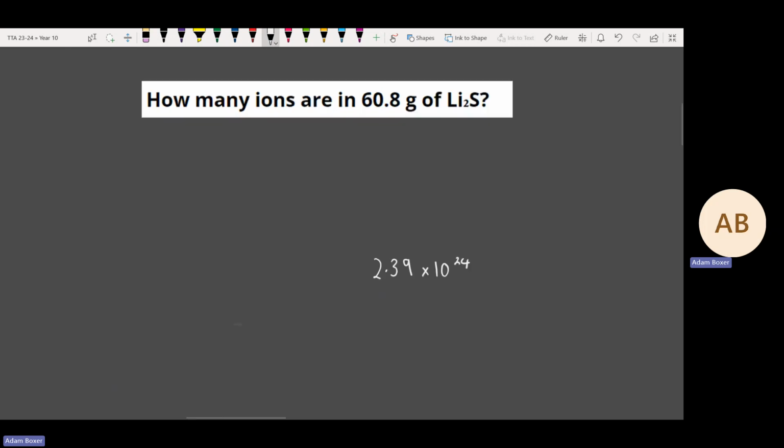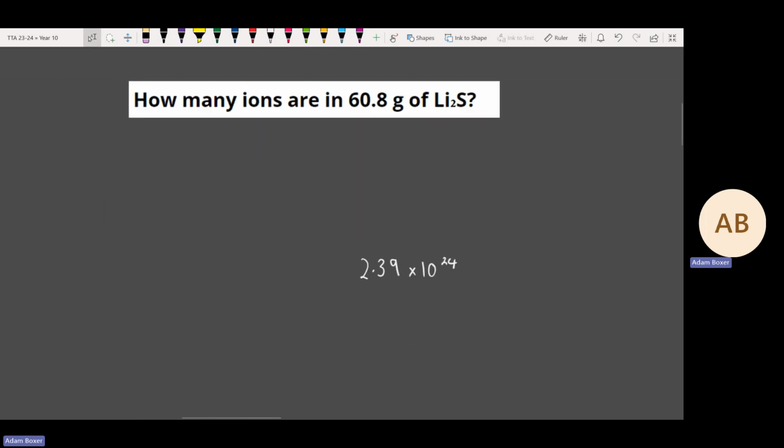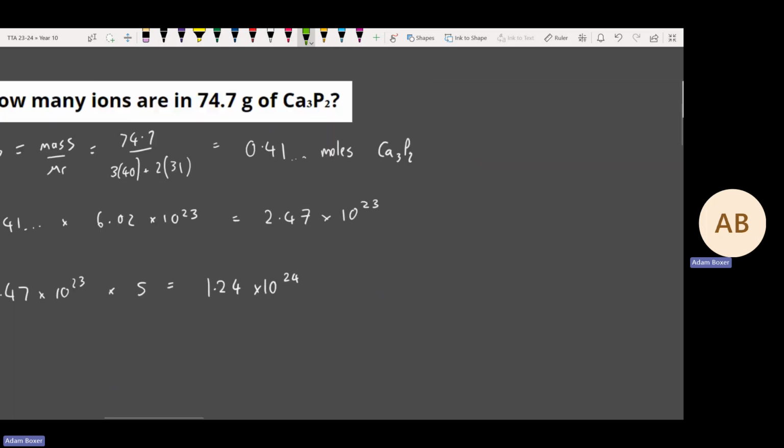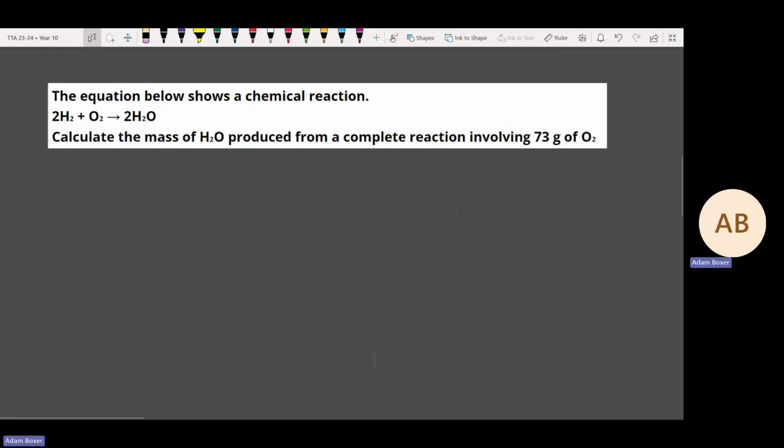If you did not get that, I suggest you go back to the working like this. Note that in this case, we're not going to be timesing it by 5, but we've got Li2S, which means we're going to be timesing it by 3 because it's got 3 ions, it's got 2 Li pluses and 1 S2 minus. So remember that one gets times by 3 instead of 5 in step 3. Great, let's move on. Let's have a look at this one.